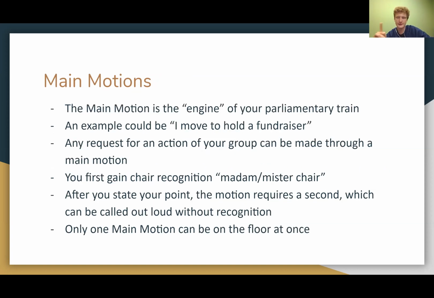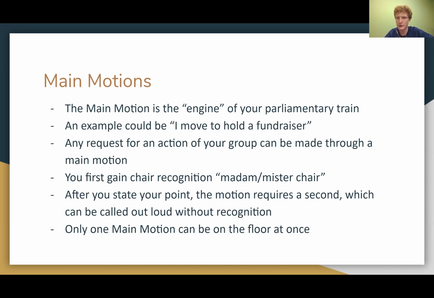So the first thing we need to talk about after starting a meeting is main motions. This is the most important thing you're going to walk away with today. The main motion is the engine of your parliamentary train. An example could be, I move to hold a fundraiser. Any action that you want your group to do, you take in the form of a main motion.